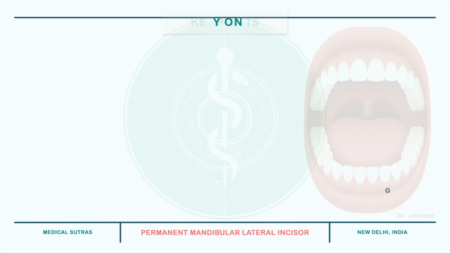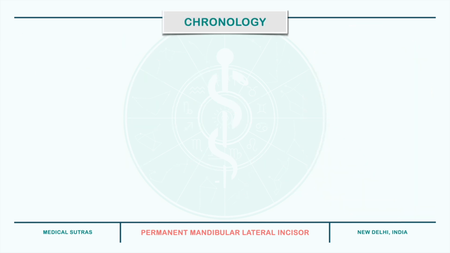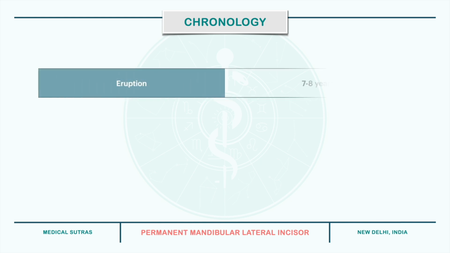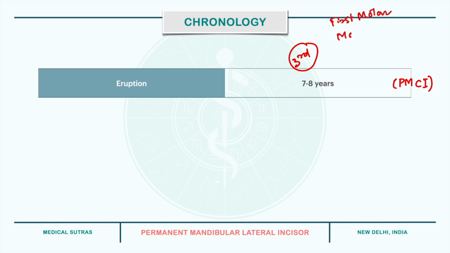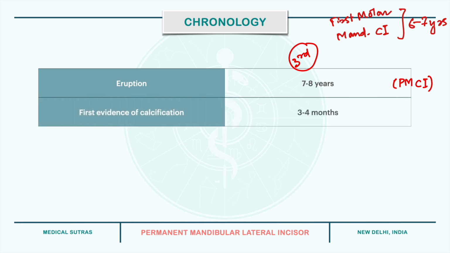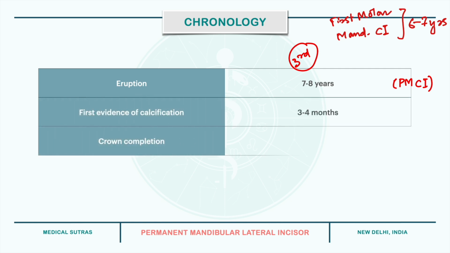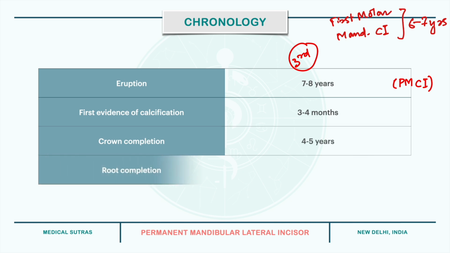Now coming to the chronology of the tooth. The permanent mandibular lateral incisor erupts at the age of 7 to 8 years. That coincides with the eruption of the permanent maxillary central incisor. It is the third tooth in the eruption sequence after the permanent first molars and permanent mandibular central incisors that erupt at the age of 6 to 7 years. The first evidence of calcification is seen at 3 to 4 months. The crown formation is completed by 4 to 5 years and the root is completed by 10 years.